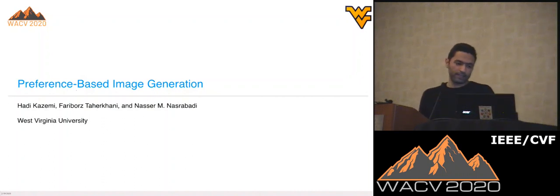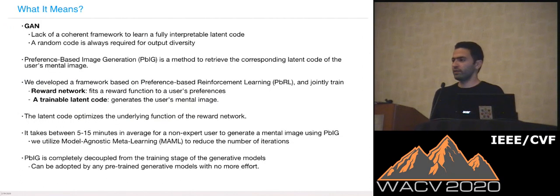Hello everyone, this is our work, preference-based image generation. I bet that nowadays everybody knows about generative models like GANs or VAEs, but nobody can use these models to generate the exact image that they have in their minds. So here we are trying to propose a solution for that problem.